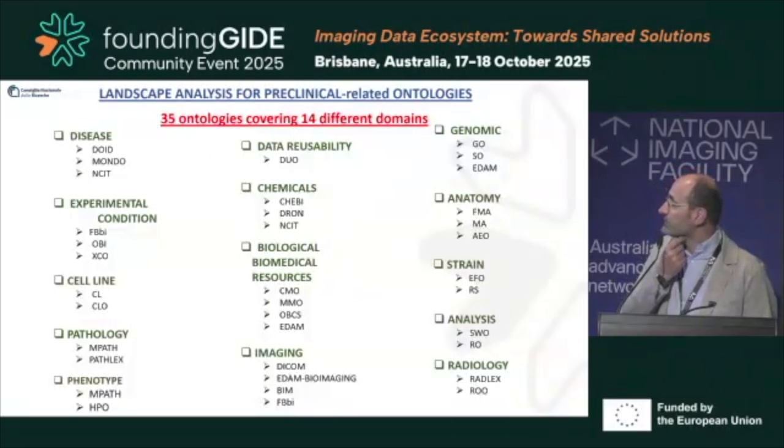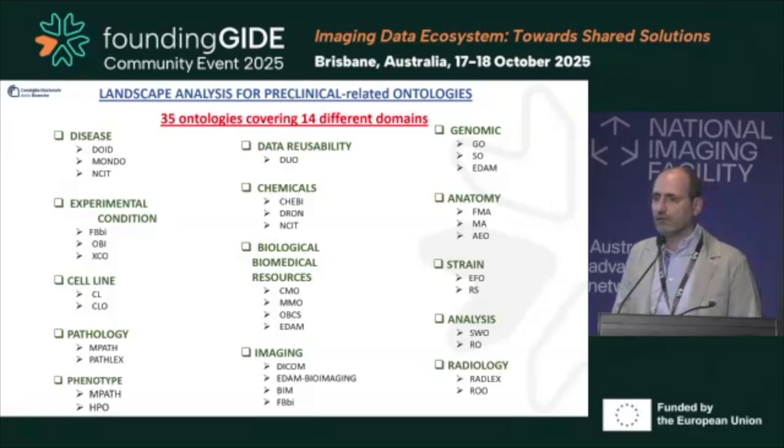So we also performed this kind of landscape analysis. We first identified the different domains, and you can see here that there is really a variety of domains. Looking at disease, cell line, pathology, phenotype, genomic anatomy, strain, chemicals, imaging, and so on. As I told you before, it's a very multidisciplinary domain, and then for each domain we identified at least 2 to 4 different ontologies that can cover the different domains.